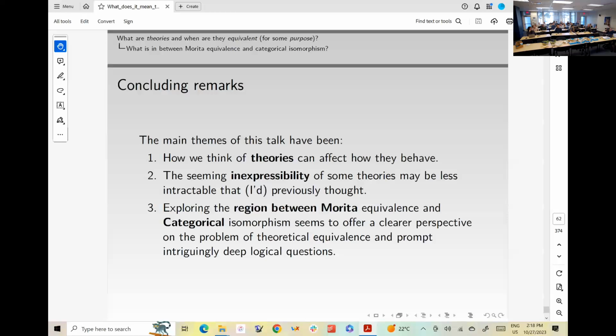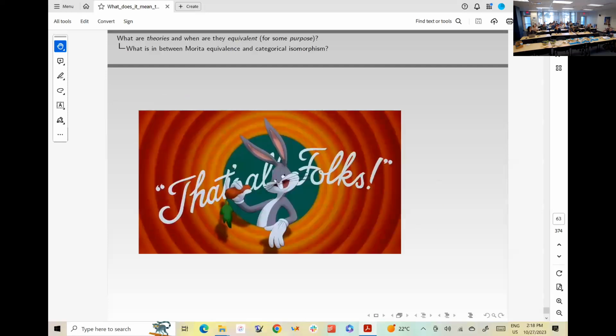And then finally, exploring the region between Morita equivalence and categorical isomorphism seems to offer a clearer perspective on the problem of theoretical equivalence and seems to also prompt some intriguingly deep logical questions which are worth investigating. All right. Thanks very much for your time.